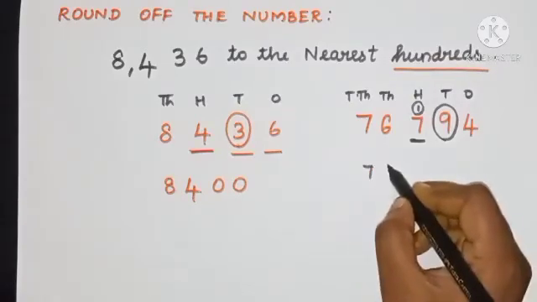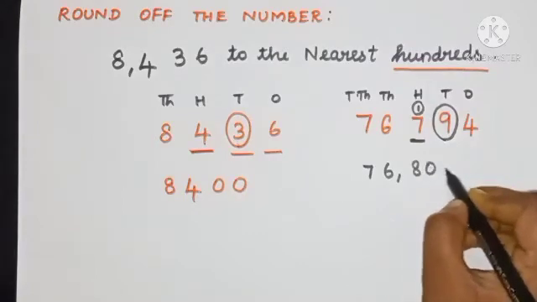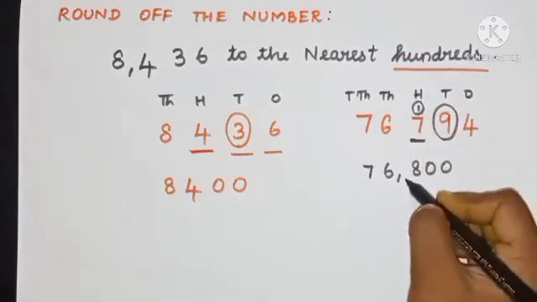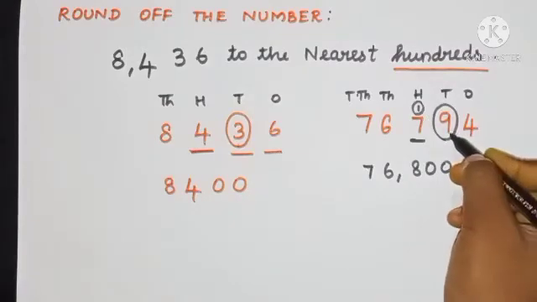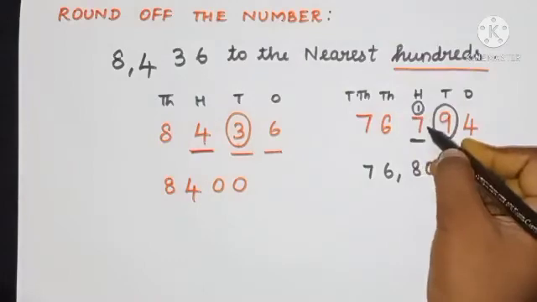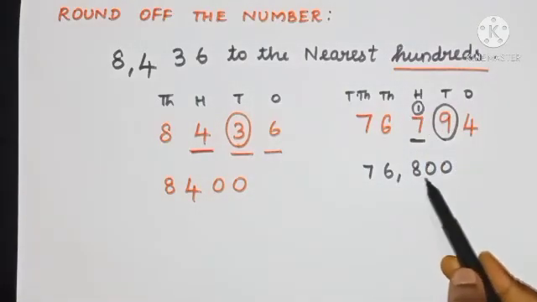So the rounded off number is 76,800. 7 plus 1 is 8, because the tens place value is greater than 5, so you have to add 1 to the hundreds place. So the rounded off number is 76,800.